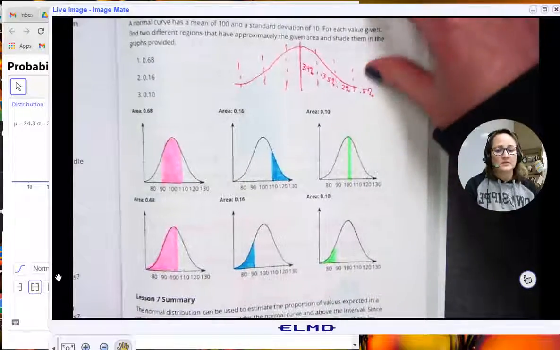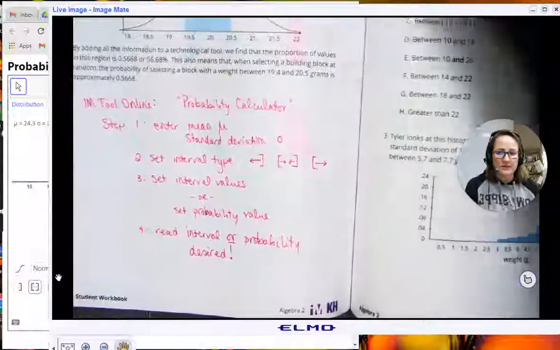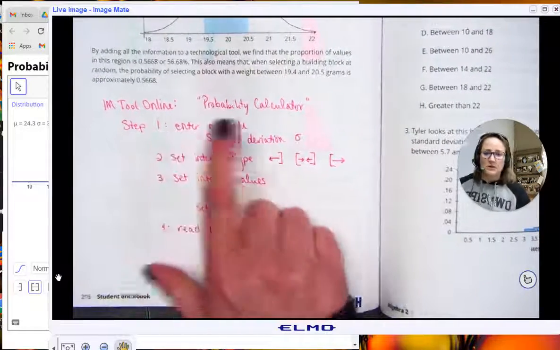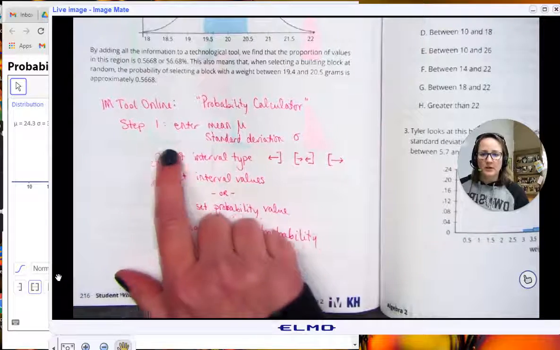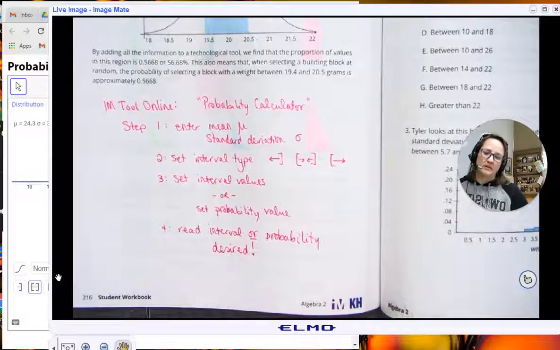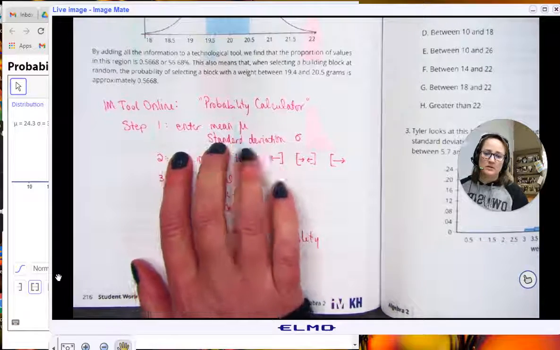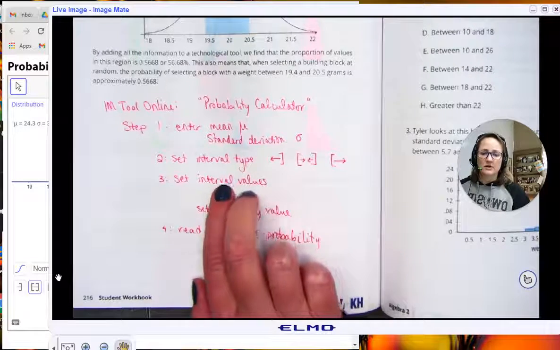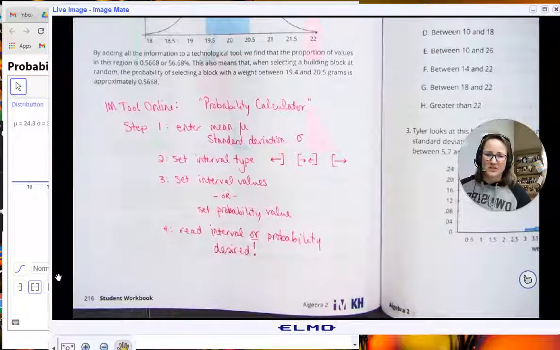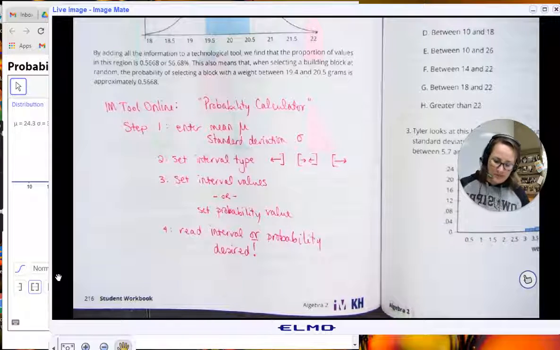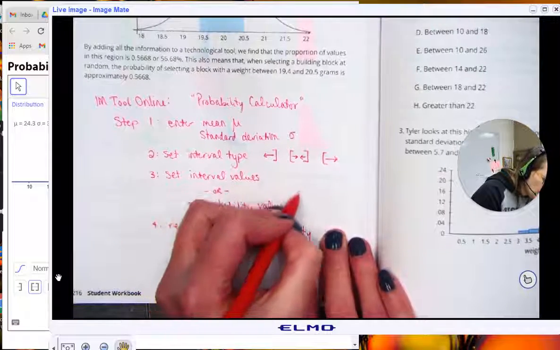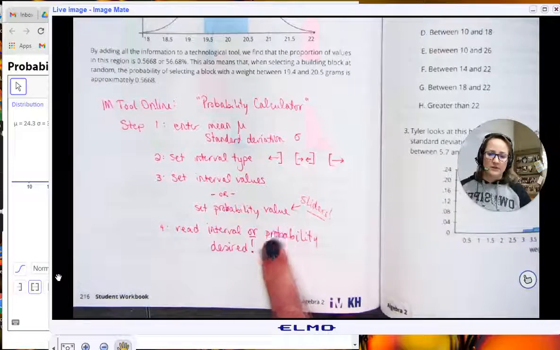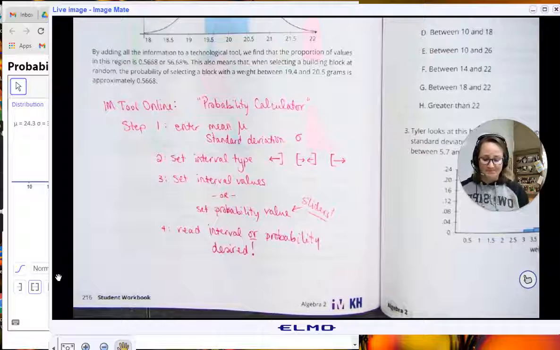Pretty cool. So in our lesson 7 summary, you may want to write down these steps that I have written down here. So hit pause on this video if you'd like this information. Using our IM tool, we went to the probability calculator online, and we entered these steps to find our values. We entered the mean in the mu, the standard deviation in the sigma, which shows our interval type. We either set our interval values if we knew them, or we looked at our probability value and used our sliders. And then we could either read the interval or the probability that we were looking for. Good stuff.